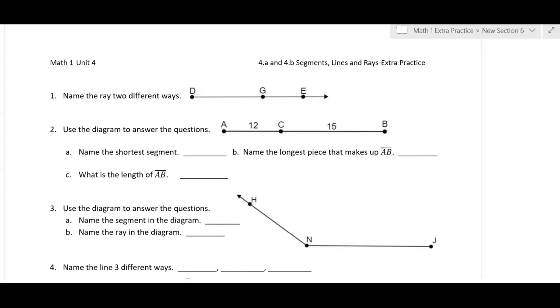All right, Math 1. Before you go ahead and do this assignment, what I would do is attempt the problem and come back and check your solution with the explanation.